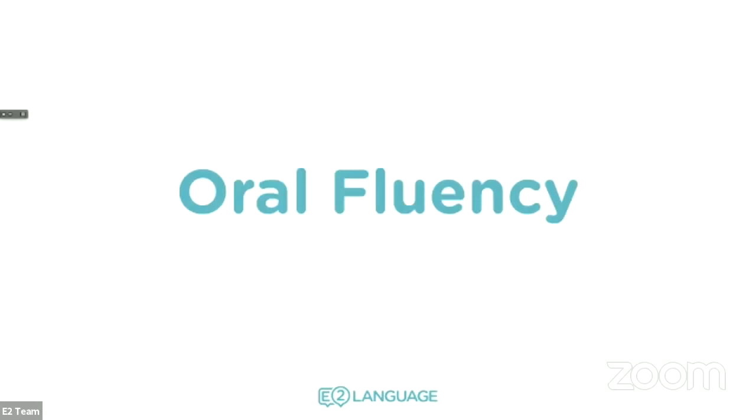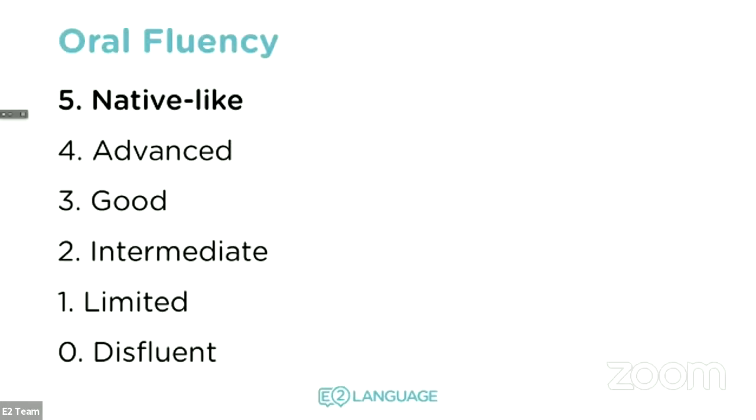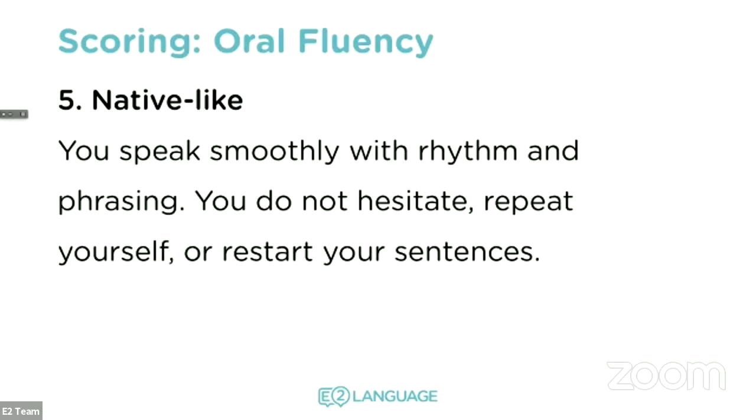part of your package that you buy when you sign up to us. Oral fluency, you're also scored on oral fluency. And again, you need native-like oral fluency. That means that you speak smoothly with rhythm and phrasing. You do not hesitate, repeat yourself, or restart your sentences.